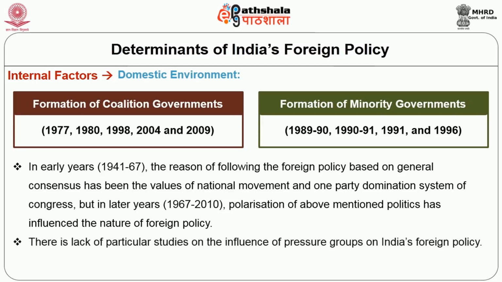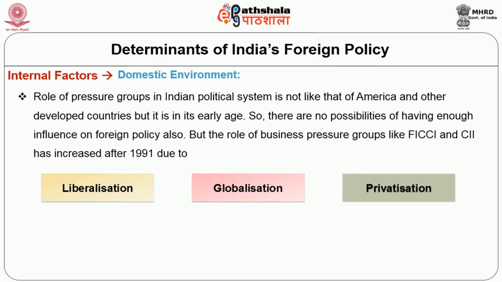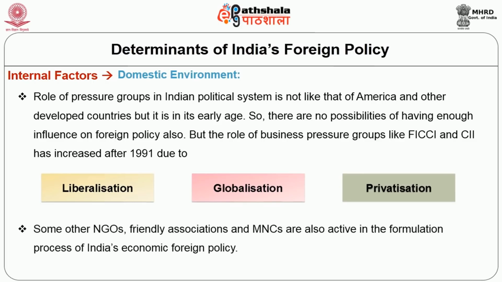There is lack of particular studies on the influence of pressure groups on India's foreign policy. Role of pressure groups in Indian political system is not like that of America and other developed countries, but it is in its early stage. So there are no possibilities of having enough influence on foreign policy also. But the role of business pressure groups like FICCI and CII has increased after 1991 due to the liberalization, globalization and privatization of the business. Some other NGOs, friendly associations and MNCs are also active in the formulation process of India's economic foreign policy.